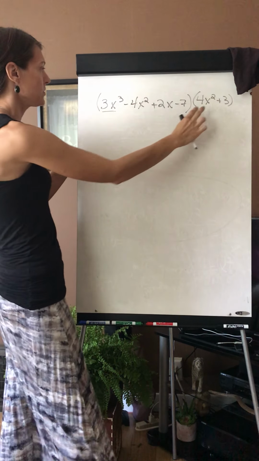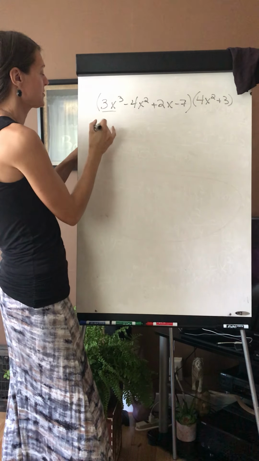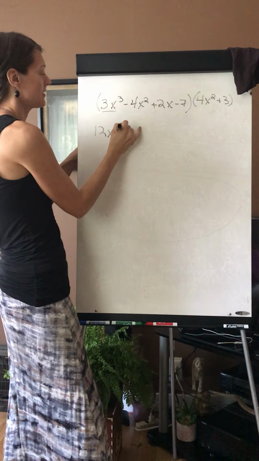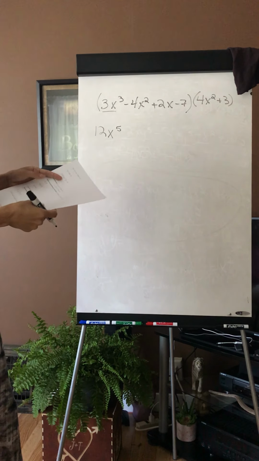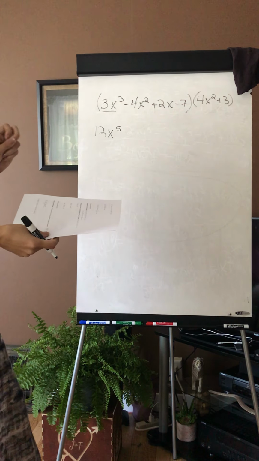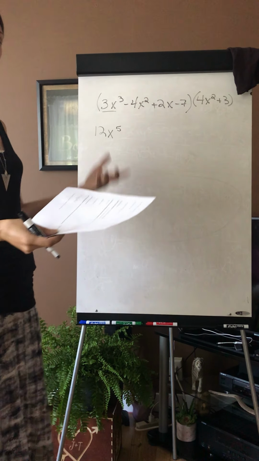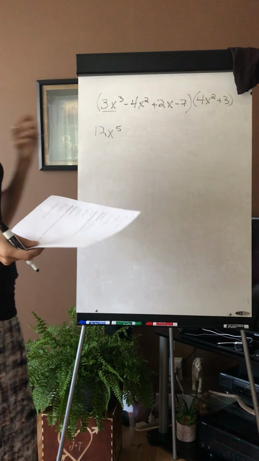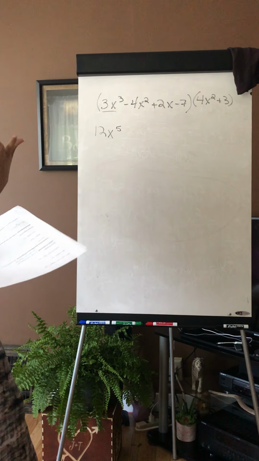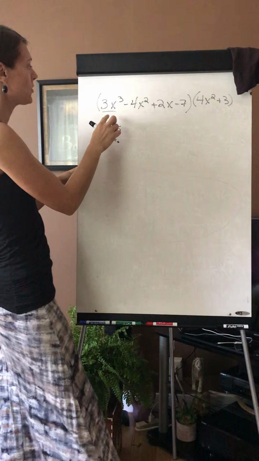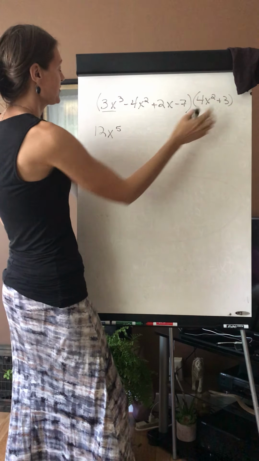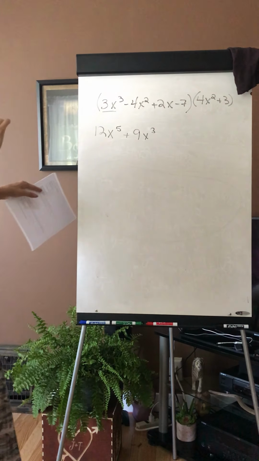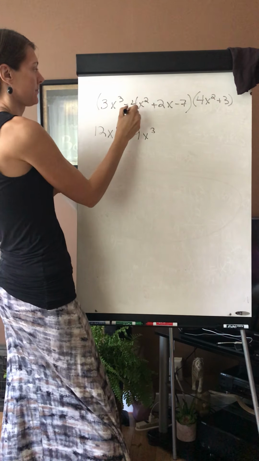We're taking 3x cubed times 4x squared. So 3 times 4 is 12. X cubed times x squared is x to the 5th. So when you add or subtract polynomial terms, do not change the variable. It'll stay the original variable, like x cubed or x squared. When you're multiplying, it's going to change it. And then we'll keep going on. 3x cubed times 3 is 9x cubed. And then we'll move on to the next term.